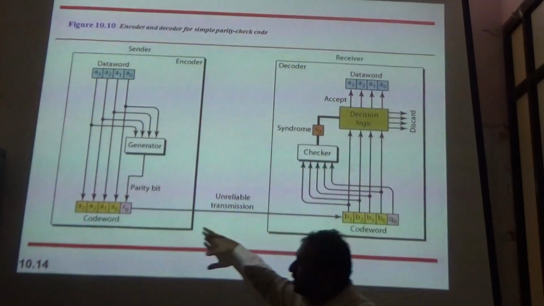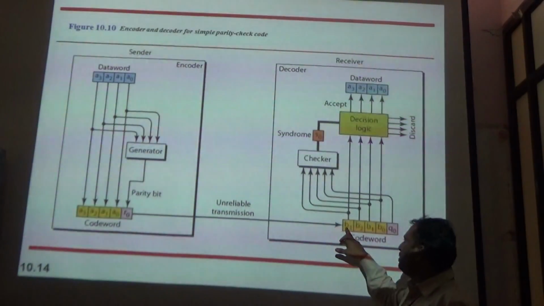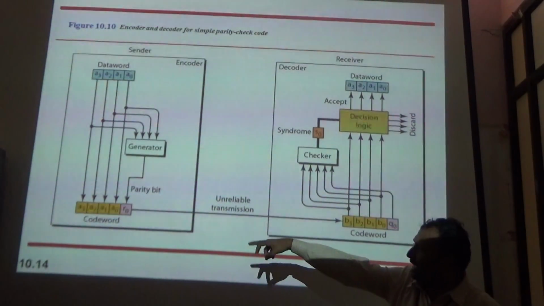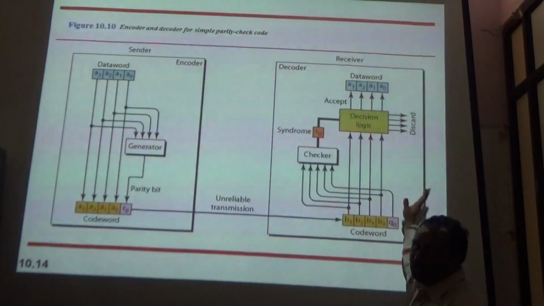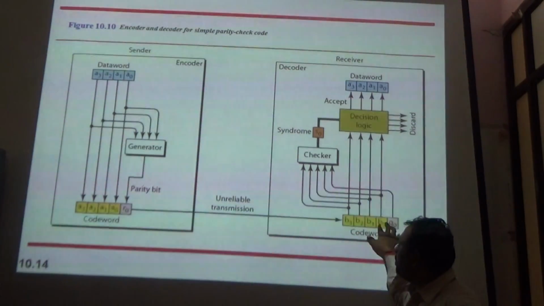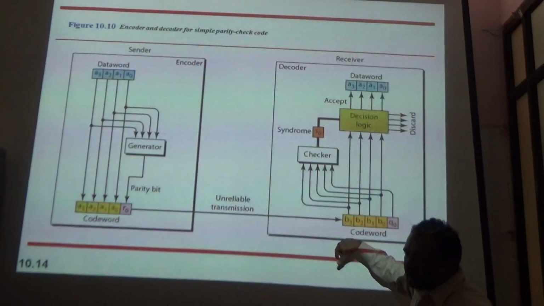So here we start with A3, A2, A1, A0, and here we will have B3, B2, B1, B0. The redundant bit there is R0, but we have received here say Q0. So whatever is transmitted there may or may not reach the destination as it is. It may have some changes.